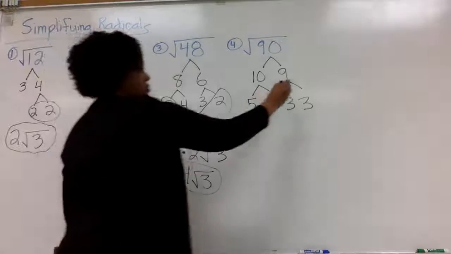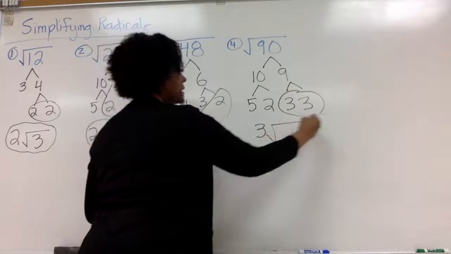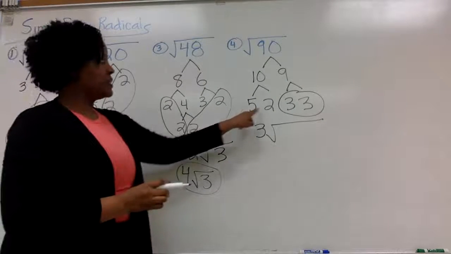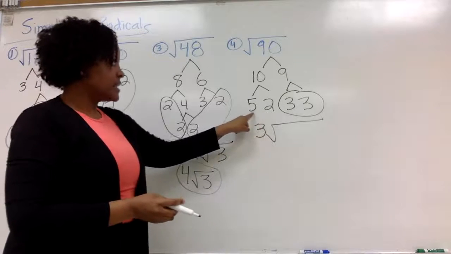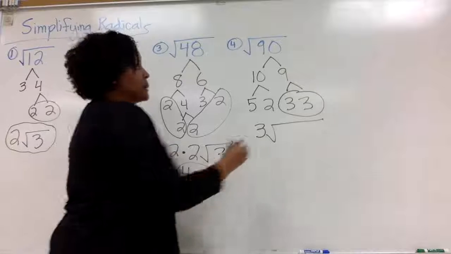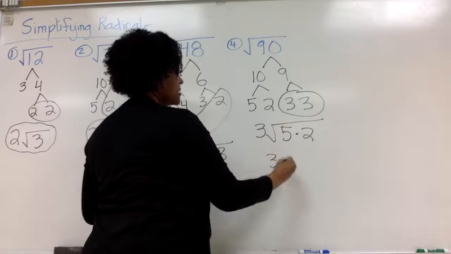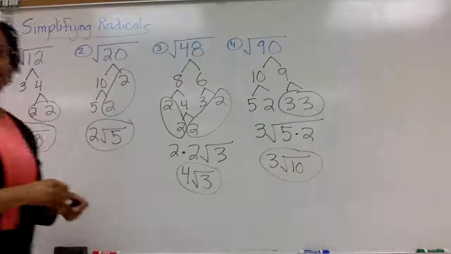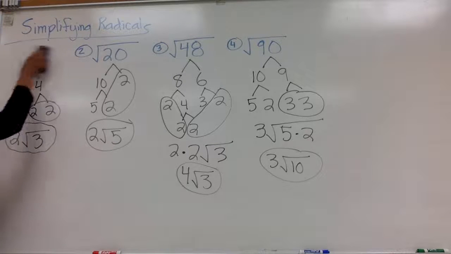Now I see some pairs, the 3s line up. That's the only pair that I see, so that's going to go on the outside of my radical, which is your square root. I have 2 other numbers left over that do not have a pair to go with them, and that's okay. They're going to go on the inside, and we're going to multiply that: 5 and 2. So my final answer is 3 square root 10. So my final answer is 3 times the square root of 10.